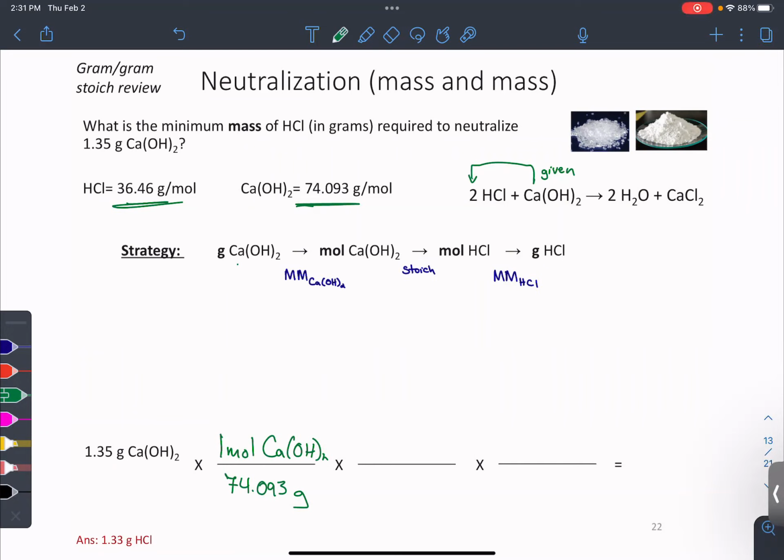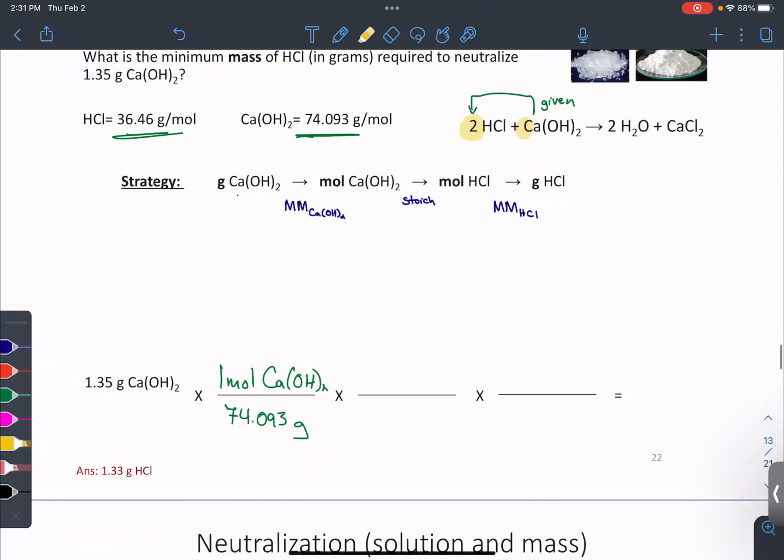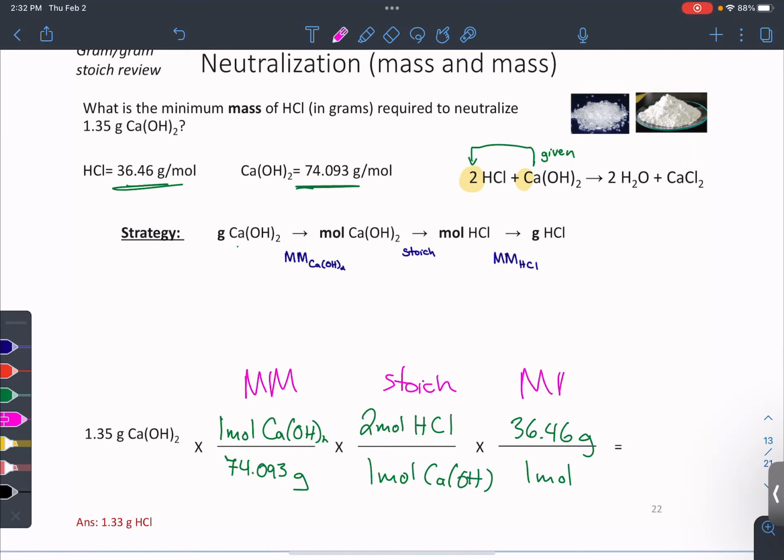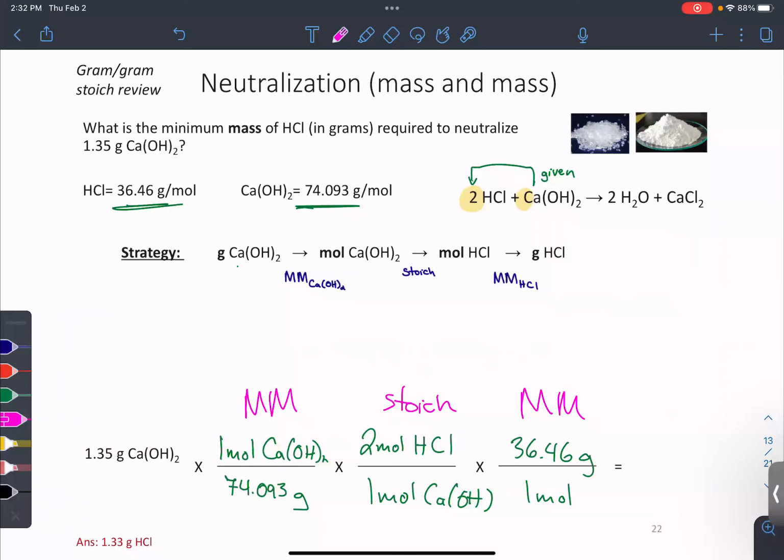So where am I going to put the 2 in the next fraction? So the coefficients here, it's a 2-to-1 ratio. So where am I going to put that 2? On the top or bottom? On the top, yes. 2 moles of HCl is 1 mole of calcium hydroxide. And now that I'm in the unit of moles of HCl, I can use the molar mass of HCl that's given. So 1 mole of HCl is 36.46 grams. Okay, so what you see here is we did molar mass, stoichiometry, molar mass. This is no different than what we did on Tuesday.